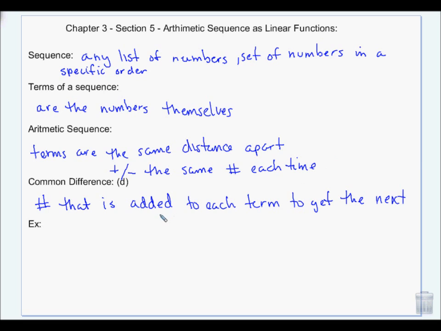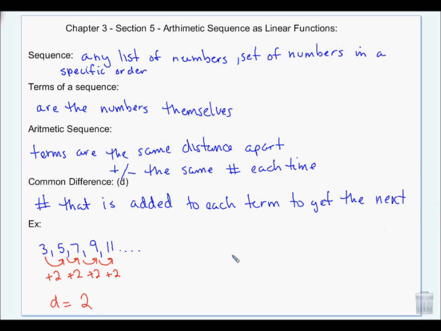So if we take an example, if I go 3, 5, 7, 9, 11, okay, these are the odd numbers. To get from a 3 to a 5, I add 2. 5 to 7, add 2. 7 to 9, add 2. 9 to 11, add 2. So every time I'm adding 2, that makes it an arithmetic sequence. If I'm adding the same single thing every single time, it's arithmetic.